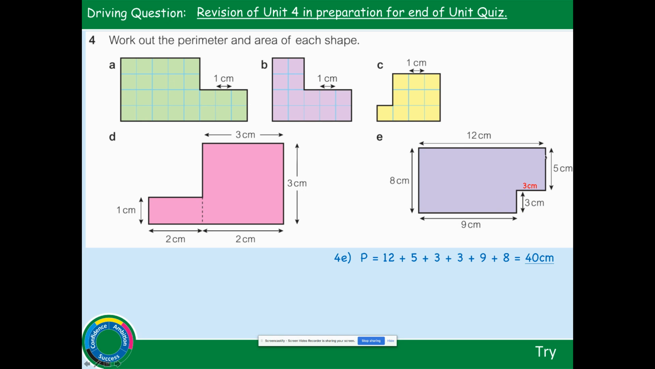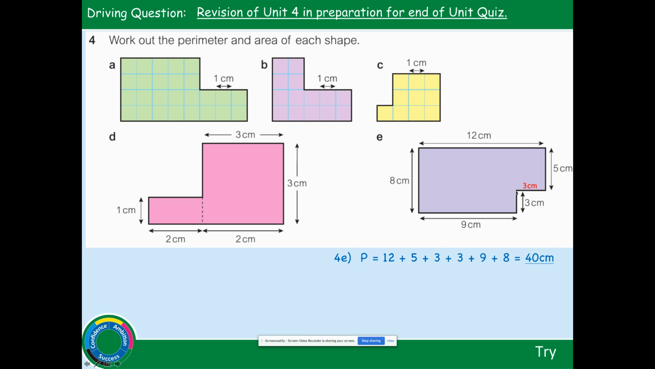We've got 1, 2, 3, 4, 5, 6 sides. If I put all those 6 numbers down, let me check. Always check that you've got the same number of numbers that you're adding up as you've got sides. So I've got 1, 2, 3, 4, 5, 6 sides. Yep. And we add it up, and I've made 40.